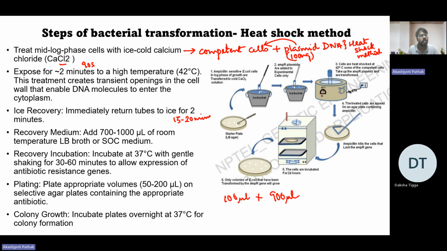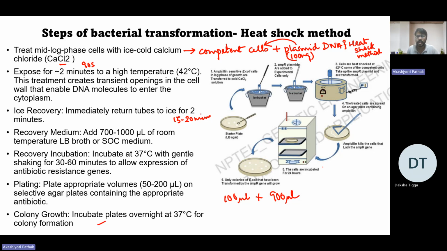degrees Celsius for 45 minutes to 1 hour, and then after this you again spin it, and the pellet is plated, or you use a spreader and you plate it on LB agar plates. Once you have plated it, you will incubate it again at 37 degrees Celsius, and the next day you will observe if you have got any colonies or not. So that is the entire process.